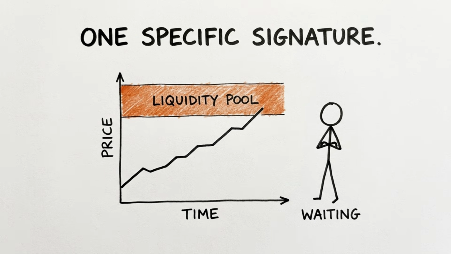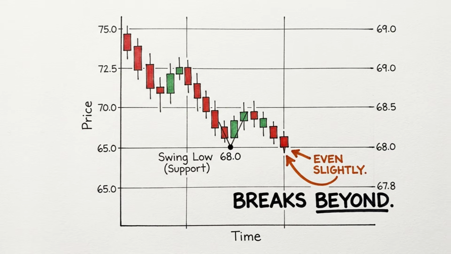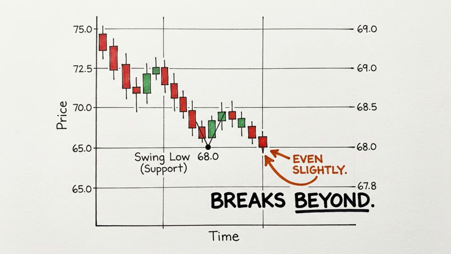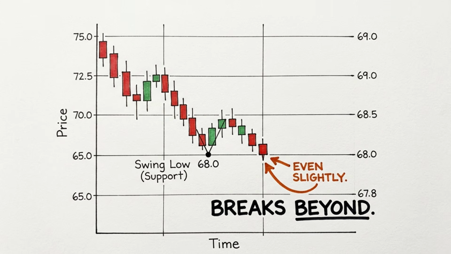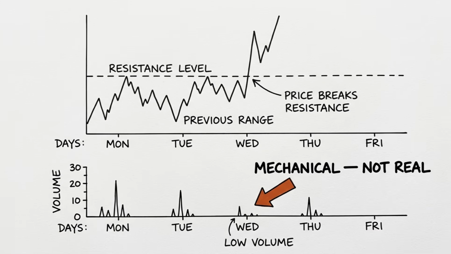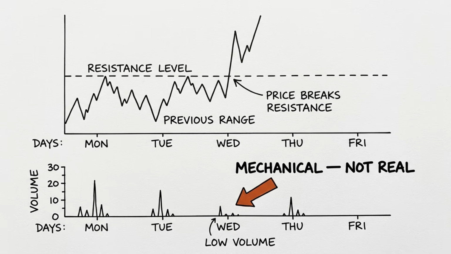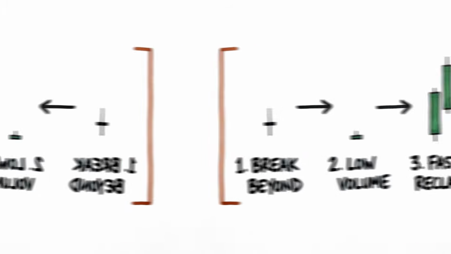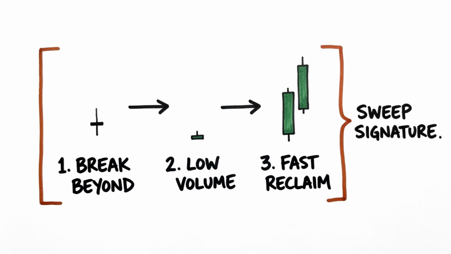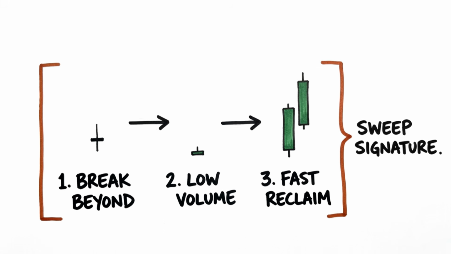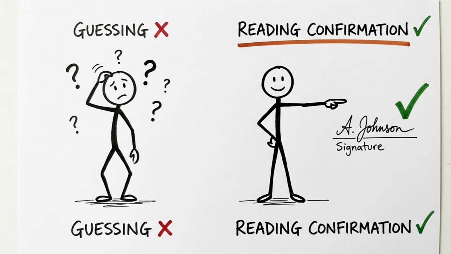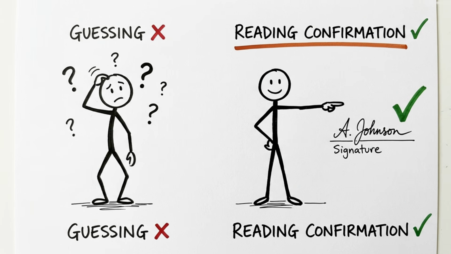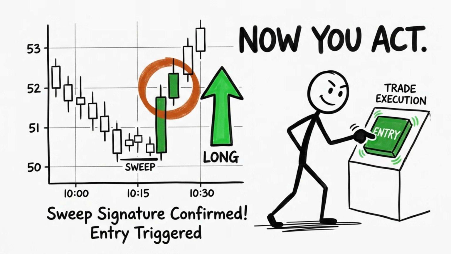As price approaches the liquidity pool, you are waiting for one specific signature. Price breaks beyond the swing point, even slightly, even just a few pips or points beyond it. Volume stays low on that break. Mechanical stop triggering, not real selling or buying. And then, within 1 or 2 candles, price closes back inside the level it just broke. That sequence, break beyond, low volume, fast reclaim, is the sweep signature. You are not guessing when you see it. You are reading confirmation in real time. That is your signal. That is when you act.